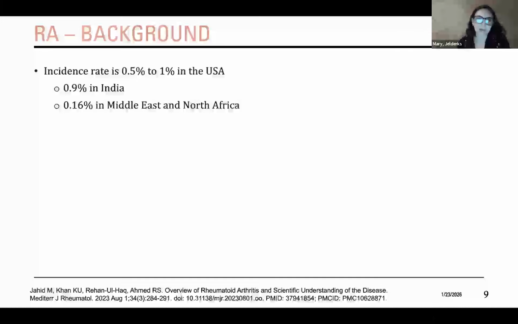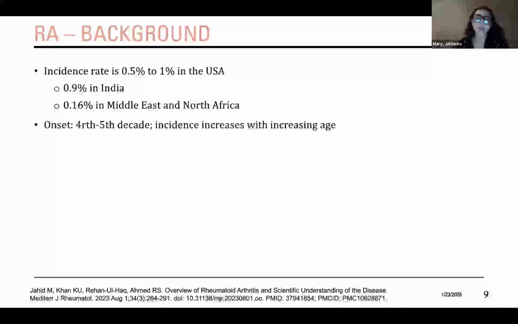So just a little more background here, the incidence and why this is important. The incidence rate of rheumatoid arthritis is between 0.5 and 1% in the United States. We can really compare this to the rest of the world, where it is roughly 0.9% in India, or much less in the Middle East and North Africa. So something to think about when we think about how the Western world compares to other areas in the world, like the Middle East or Africa, and there is a difference there.